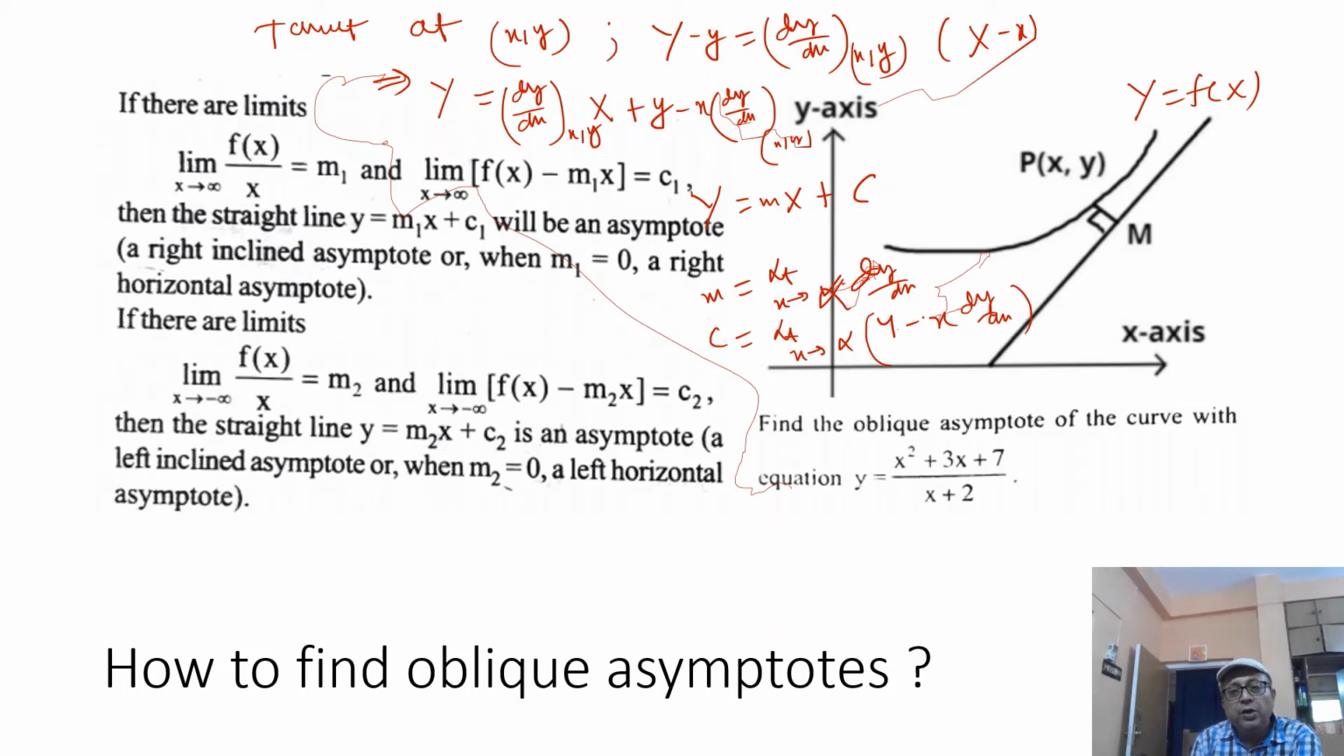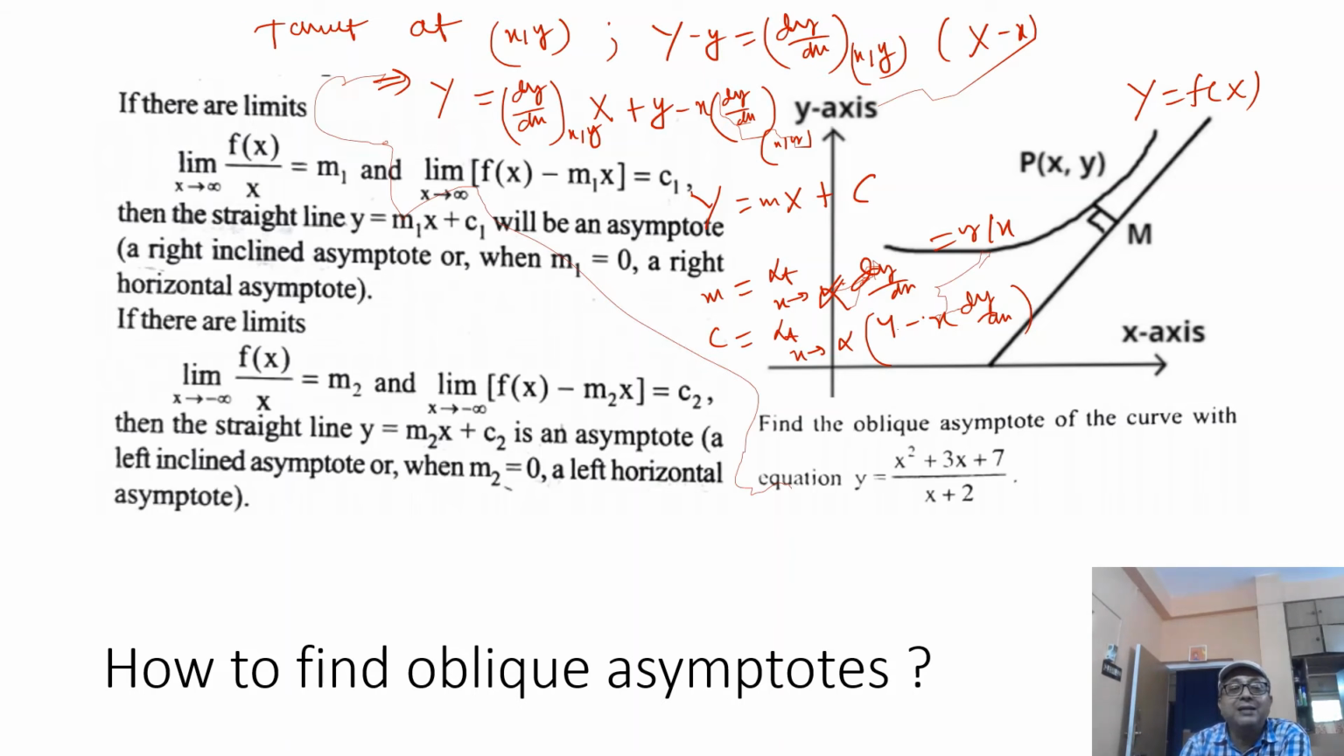So you will find from the equation of the curve the value of m by this form, or one can say that it is simply y/x. Let's see how to get it. For the curve y = f(x), suppose y = m1x + c1 is the asymptote. Then the limit as x tends to infinity of y/x or dy/dx, whatever, is m1, and the other limit equals c1. Then y = m1x + c1 will be the oblique asymptote.